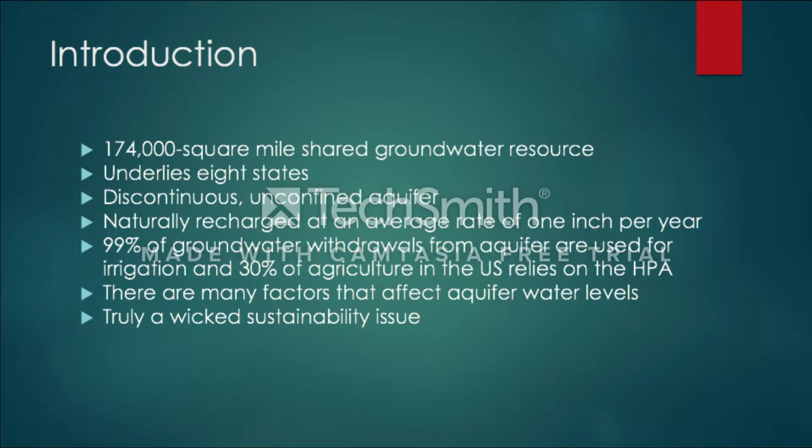The factors affecting the water quantity and quality in the High Plains Aquifer are many and varied. These factors are both natural and anthropogenic and range from differences in precipitation across the aquifer to differences in policy or social perception of water use across the aquifer. This makes the sustainability issue of the High Plains Aquifer a truly wicked issue.